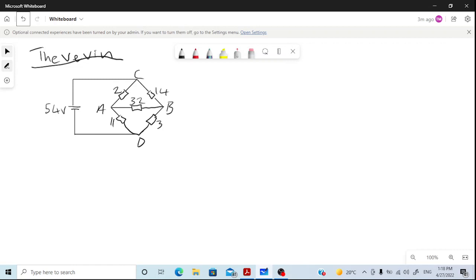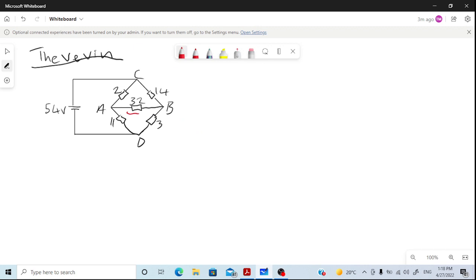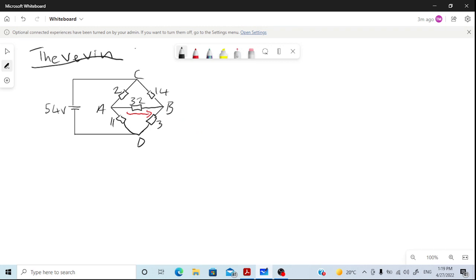Okay, now the question says we must determine the current that passes through the 32 ohm resistor using the Thevenin theorem. So the question specifically is asking us to determine the current that passes through this resistor using the Thevenin theorem.